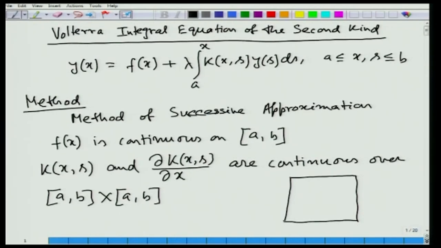Now, if we consider this rectangle, this is the point a. We are talking about somewhere at x, and x can go up to this point, that is x equal to b. This is the line s equal to x. So ultimately we need the condition over this particular region. Now, what is the method of solution that we are going to talk about?